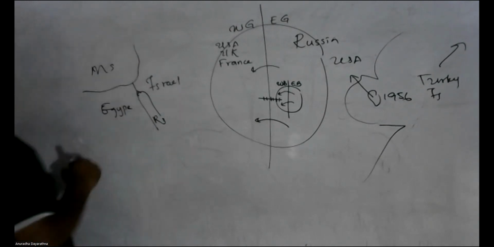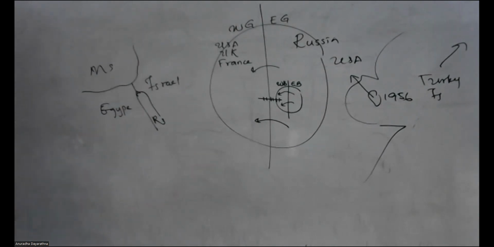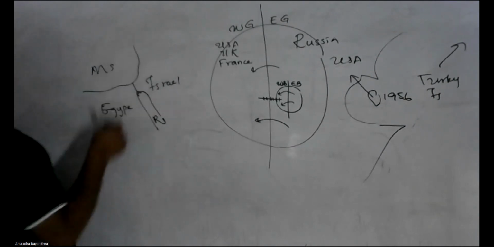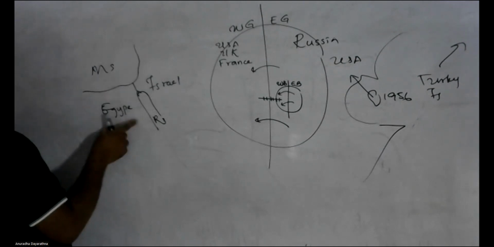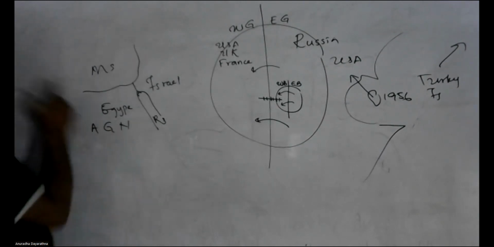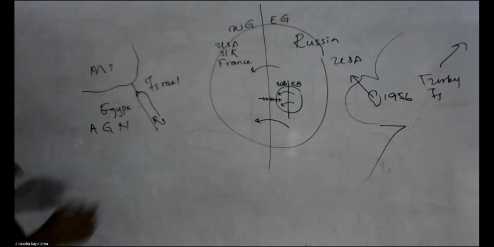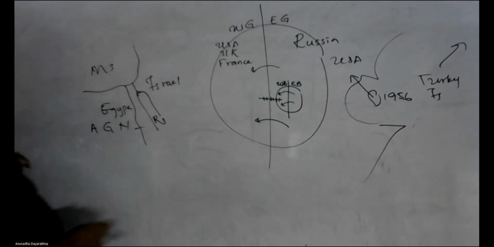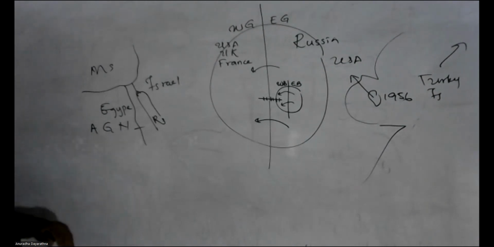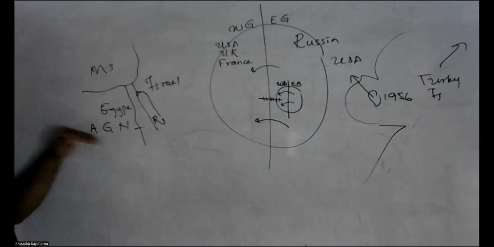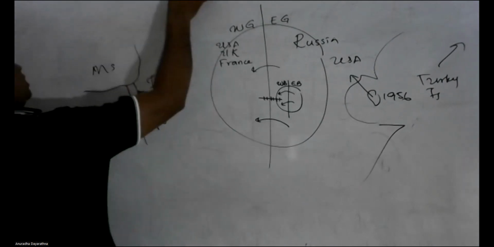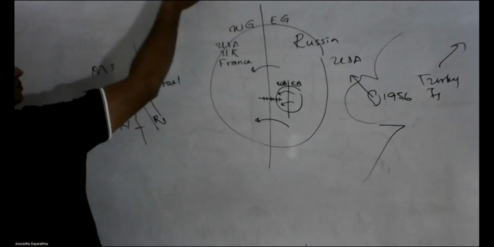So this is the Suez Canal. Here, on this side is the country Egypt, and on this side Israel. Egyptian President Gamal Abdel Nasser requested the help of Western countries to construct a dam across the Nile River. But the USA and Great Britain told him they couldn't help. Because of that, Nasser went to the side of Russia.